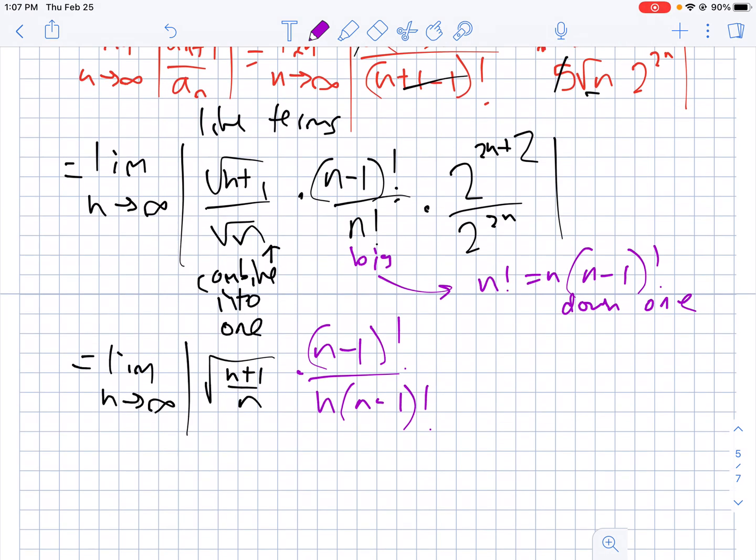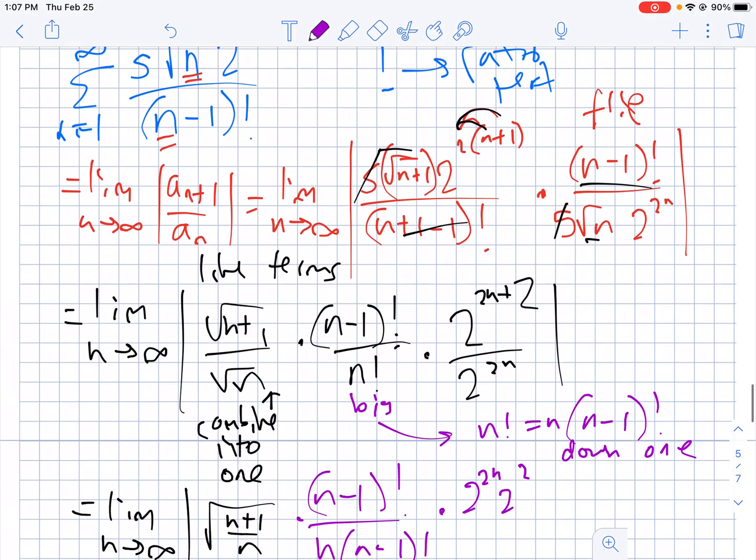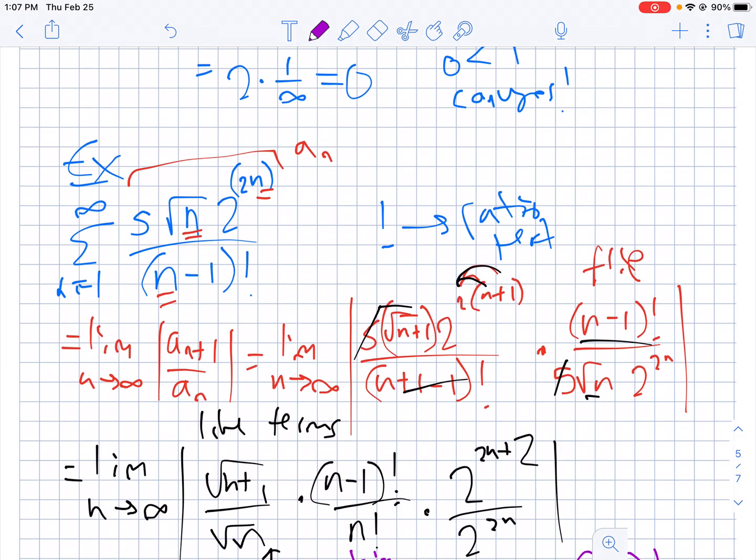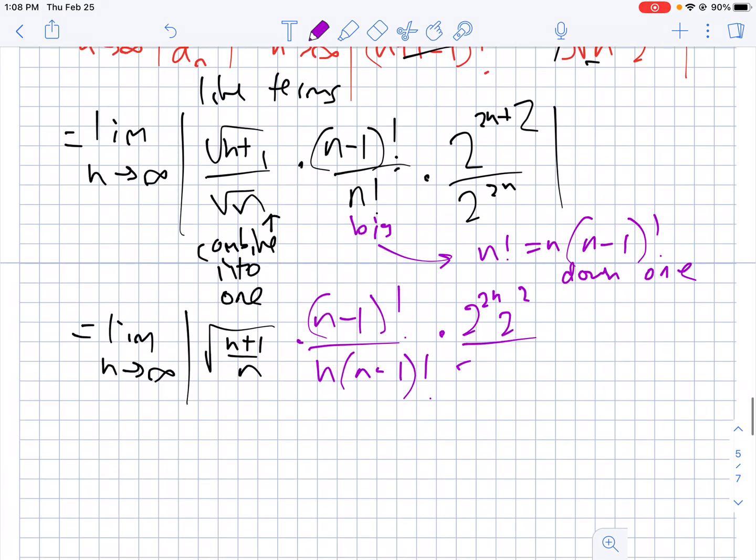And here, again, let's split this up. So that's times 2 to the 2n times 2 squared. One of the common mistakes I see, people forget to distribute out this 2. They just put 2n plus 1 without doing 2 times the whole n plus 1, so you've got to distribute. All right, so then that's over the 2 to the 2n. All right, now we're going to have some cancellation.